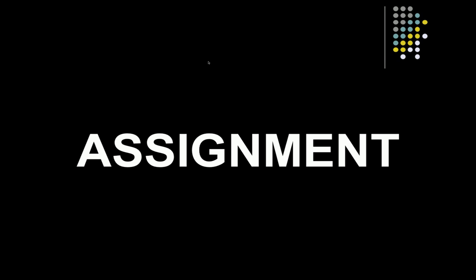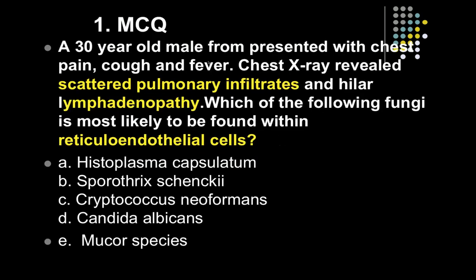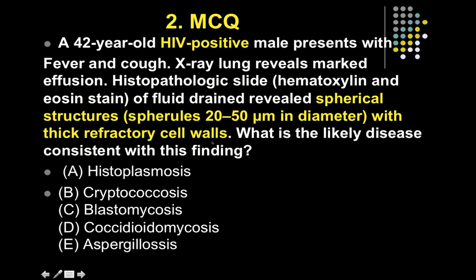Now, coming to the assignment, I have given you 7 MCQs here, and these MCQs are from all that we have done with you so far. Please read each stem carefully and then look at the options. You have to exclude the options to come up with the correct answer. This is the first MCQ, where there are signs and symptoms of chest infection, and scattered pulmonary infiltrates could be seen on chest X-ray. The patient presents with lymphadenopathy, and which fungus is most likely to be found within these endothelial cells?